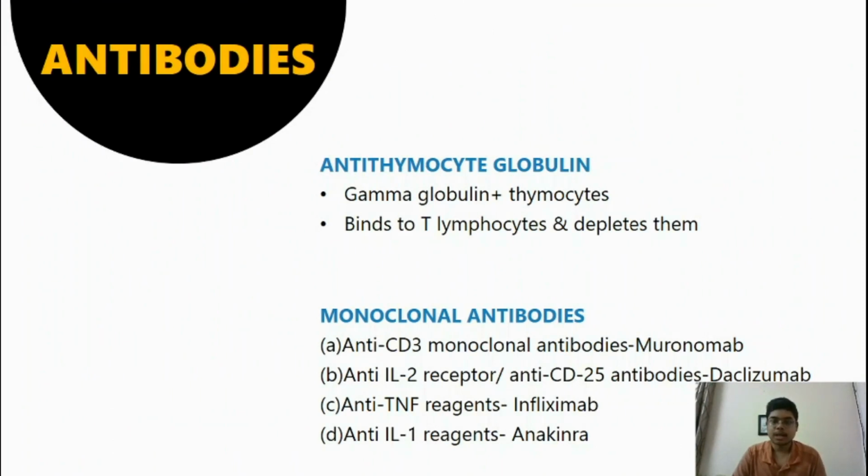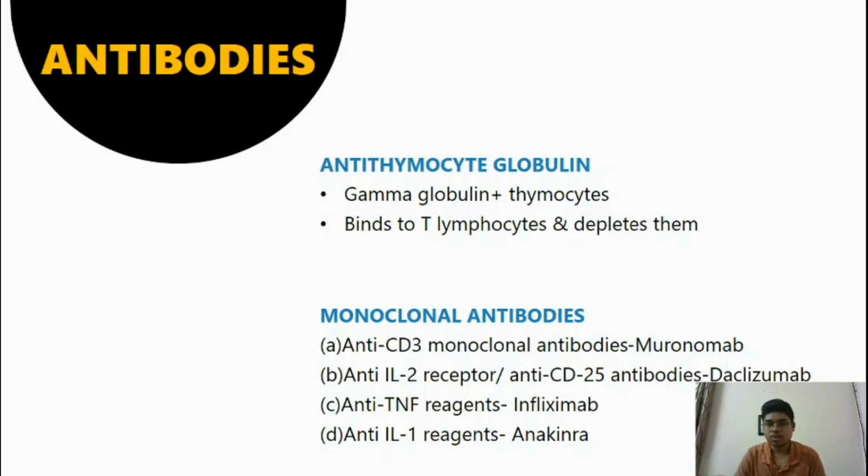Now we come to antibodies. Presently, a wide variety of monoclonal and polyclonal antibodies are being used for prevention and treatment of transplant rejection. Now we are talking about antithymocyte globulin. It is purified gamma globulin from the serum of rabbits immunized with human thymocytes. It binds to T lymphocytes and blocks them.